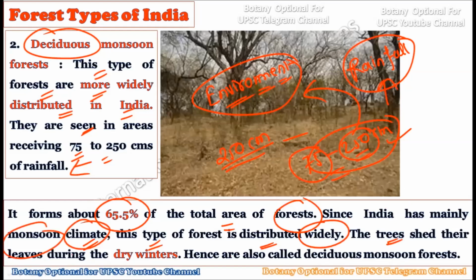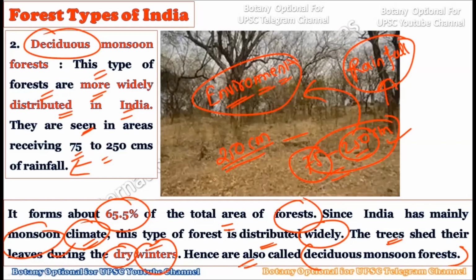Now, the trees shed their leaves during the dry winters, and hence they are also called the deciduous monsoon forest. During the dry winters, they shed their leaves because there is no appropriate abiotic condition for growth and development at that time, and hence they shed their leaves so that they can survive this harsh period. That is why these forests come under the deciduous monsoon forest.